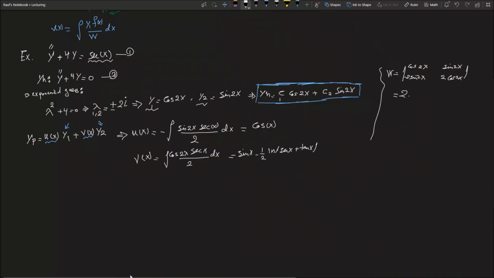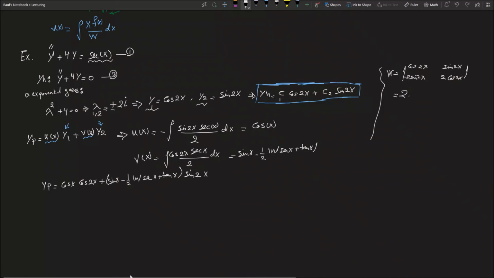Now we can find the particular solution for this equation, which happens to be y particular equals u of x, which is cosine of x, multiplied by y1, which is cosine 2 of x, plus v of x, which is sine x minus 1 over 2 ln secant of x plus tan of x, let's put these in parentheses, multiplied by y2, which is sine 2 of x.